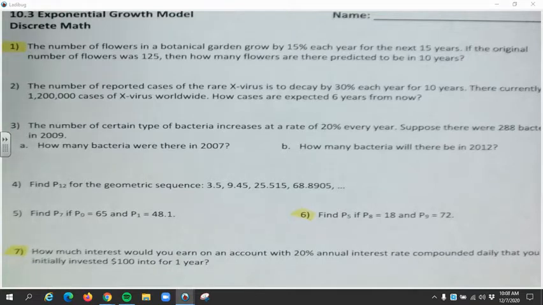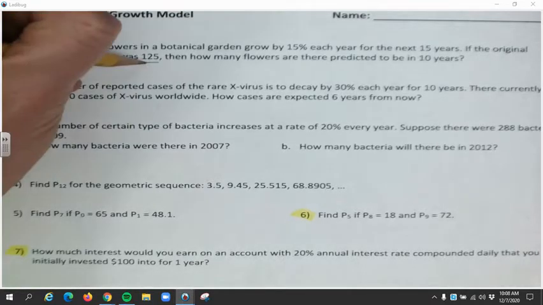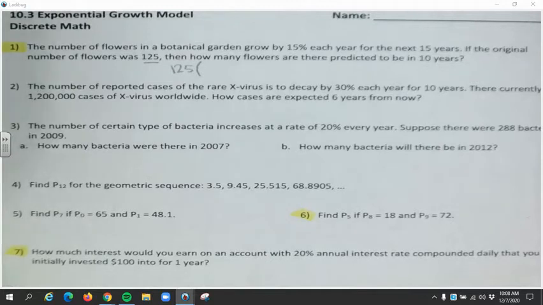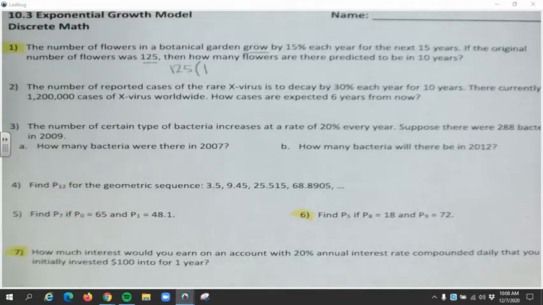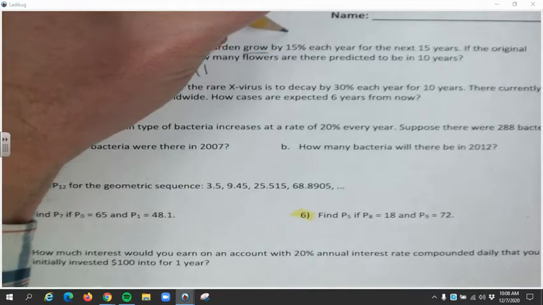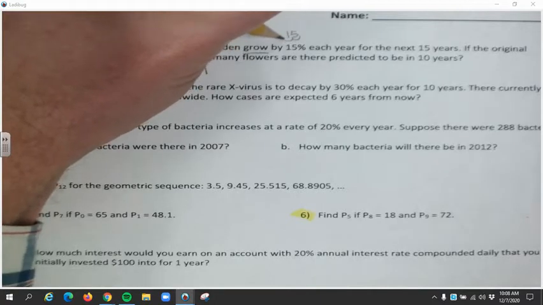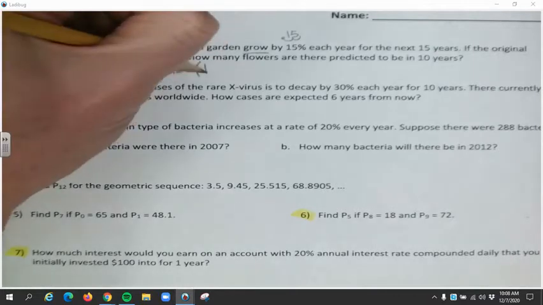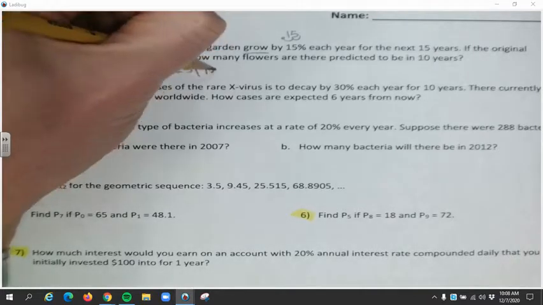So this is an exponential growth problem. You're going to take your P of 0, which in this case is 125, because that's what you start with. So do 125 times, since it says it grows, it's going to be an exponential growth. So I'm going to do 1 plus my decimal number. If I change 15% to a decimal, I can simply take the decimal point and move it 2 times to the left. I can also take 15 and divide it by 100. So 1 plus 0.15 is the same as 1.15.